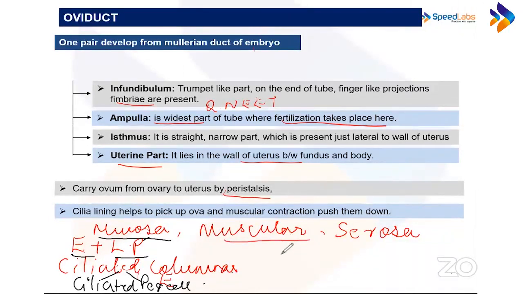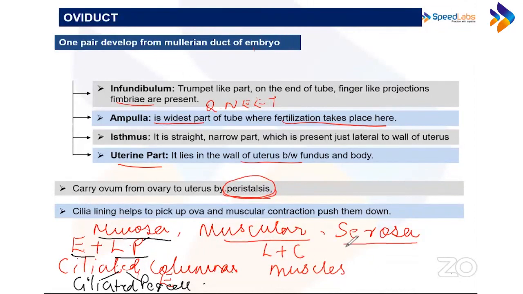So it has both longitudinal as well as circular muscles. L for longitudinal. These muscles show peristalsis. This peristaltic movement, this rapid contraction and expansion, helps in movement of the ovum, of the secondary oocyte.